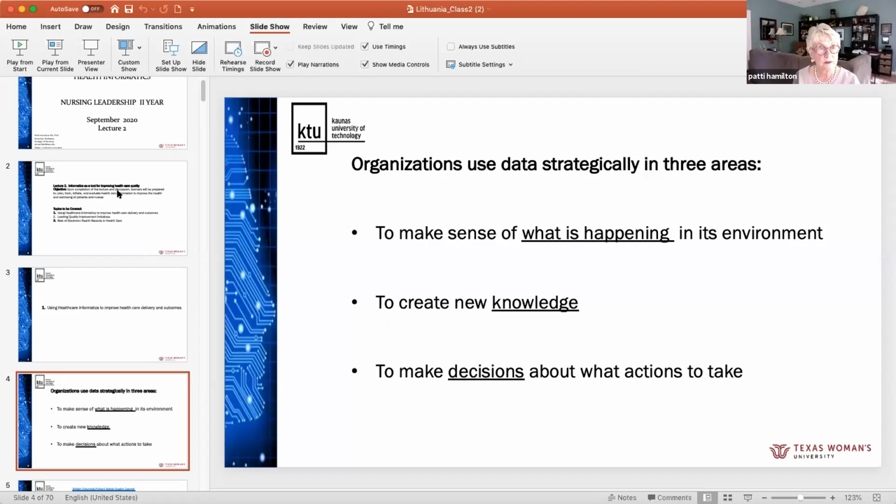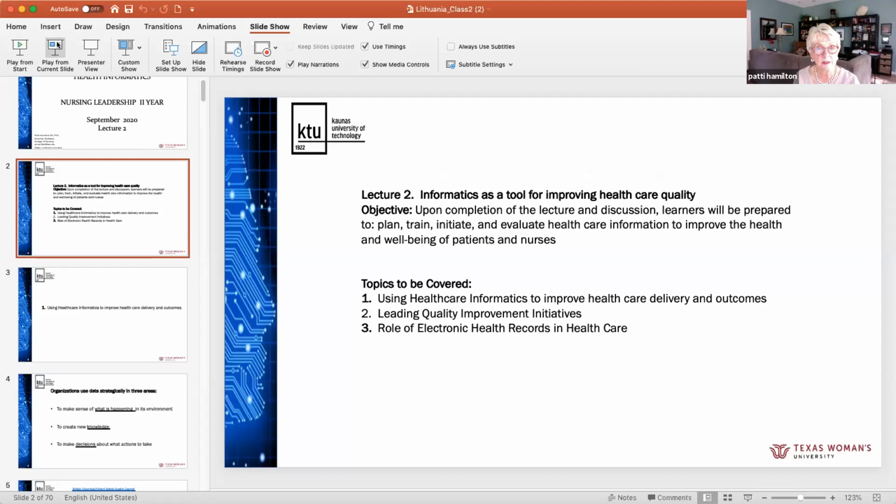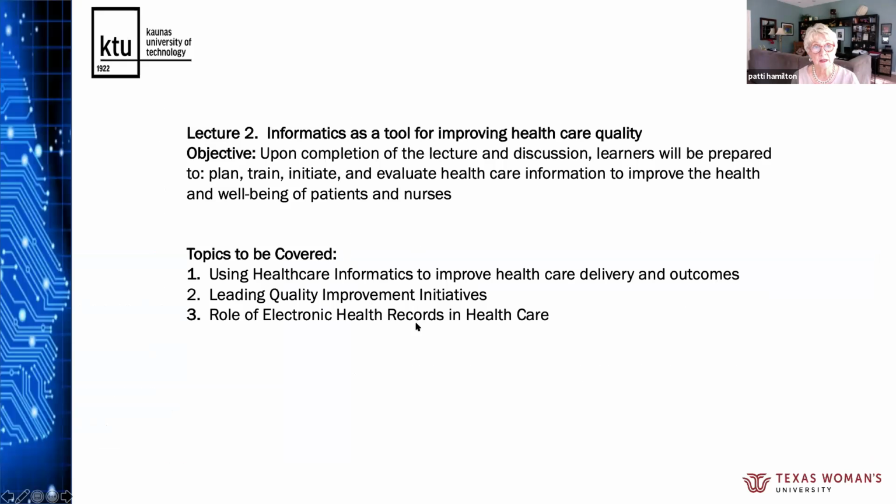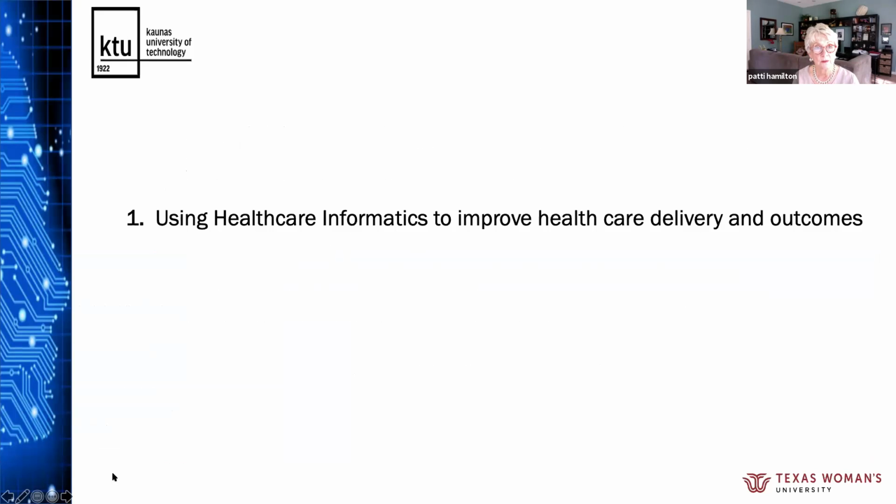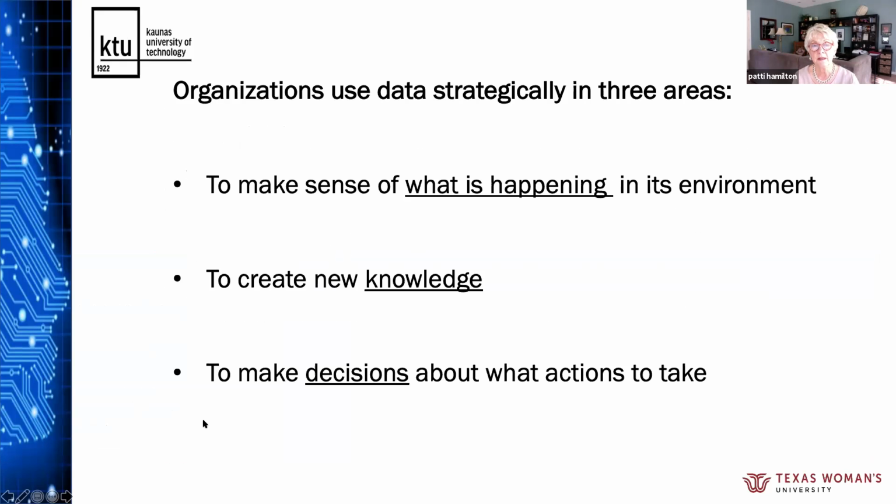I'm going to start by sharing my screen, and we'll jump right into the goals for today. Those goals include using healthcare informatics to improve healthcare delivery and outcomes, quality improvement initiatives, and the role of the electronic health record in healthcare. So it's a good bit to cover. We'll do our best. I'm going to start off with using healthcare informatics to improve care delivery and outcomes.